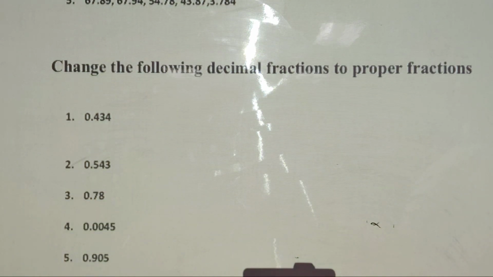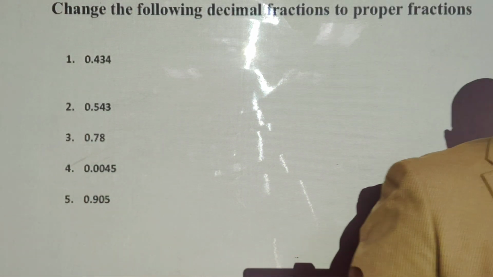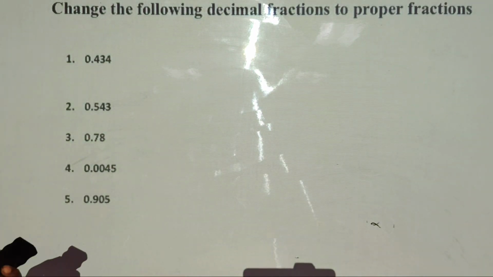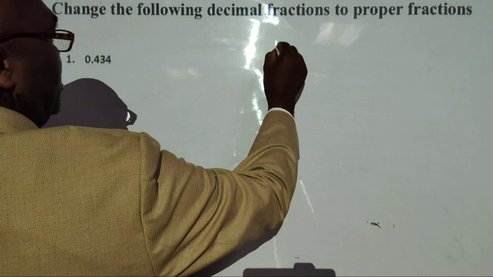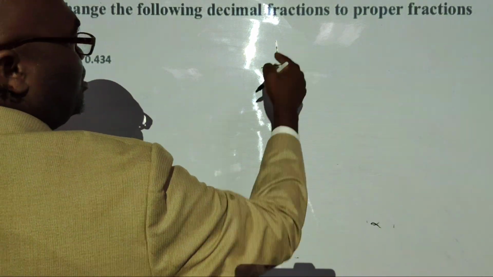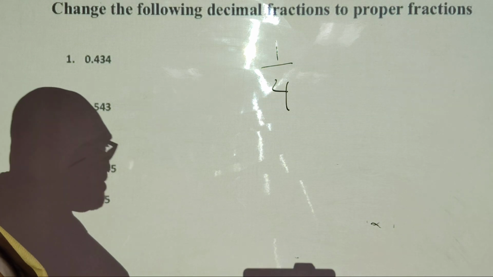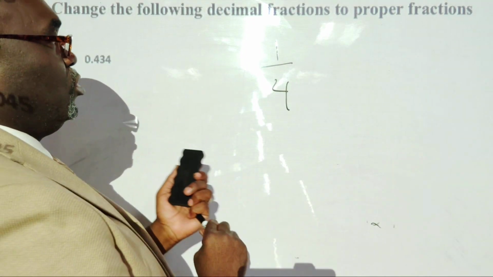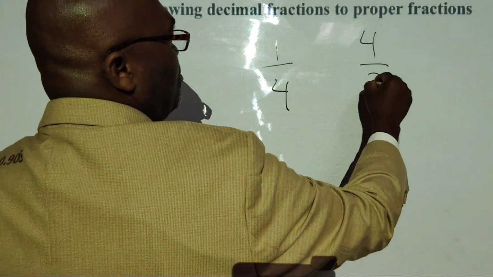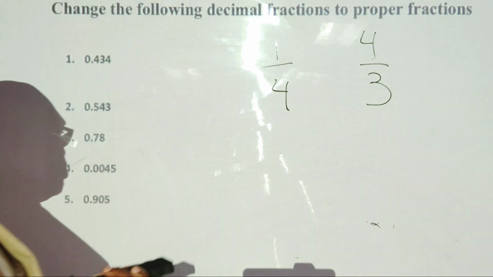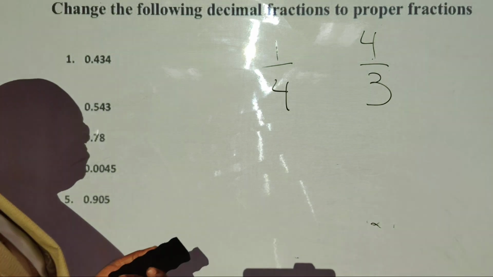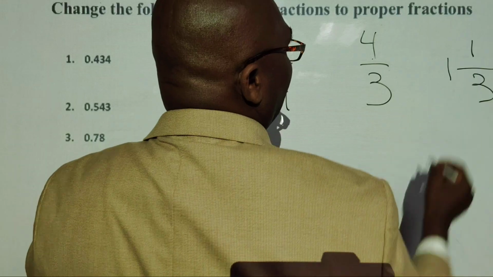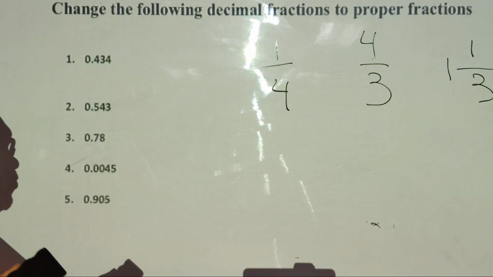Let's learn how to convert a decimal fraction to a proper fraction. Just a quick recap: which one do we call a proper fraction? A proper fraction is a fraction where the numerator is less than the denominator. An improper fraction is when the numerator is bigger than the denominator. A mixed number is a combination of a whole number and a proper fraction. All right, that was just a recap.